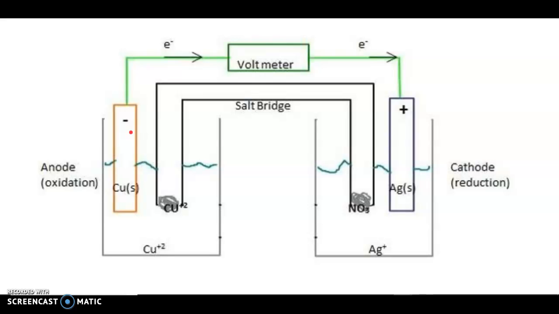In electrochemical cells, electrons always travel along this wire from the anode to the cathode. This is because the anode undergoes oxidation, so it wants to lose electrons, and the cathode undergoes reduction, so it wants electrons. Now on to the salt bridge. The salt bridge keeps the solutions electrically neutral by ion migration.